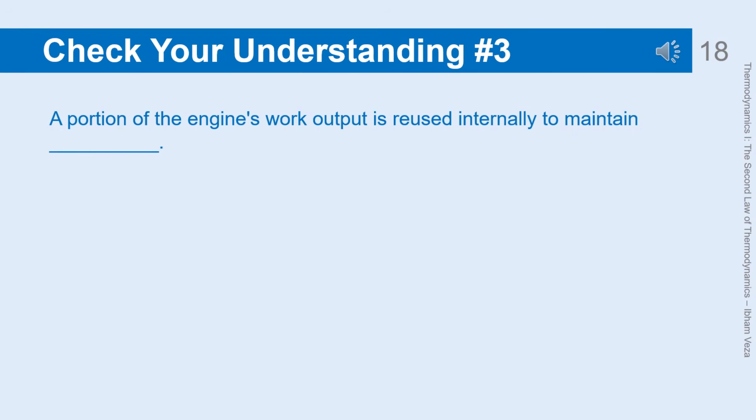Check your understanding. Number 3. This question emphasizes that part of the work is always used to maintain system operation. An engine cannot operate without sacrificing part of its own output. This is a characteristic of all real cyclic systems. This concept helps distinguish between total work and net work. Without this understanding, efficiency analysis can become misleading.